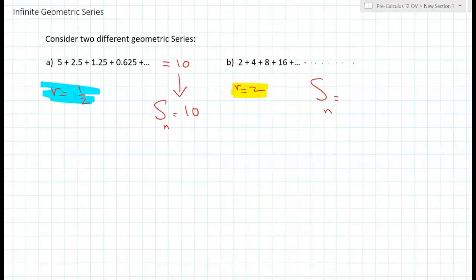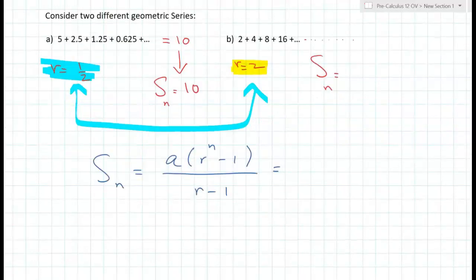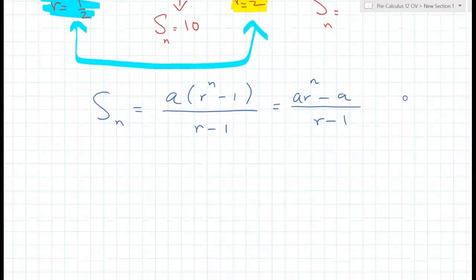So this is why we need to talk about the infinite geometric series and look at these two concepts and realize that one will have a sum, the other one will not have a sum, depending on the common ratio. So here is the guideline for it, and I would like to show it to you using the formula for the sum of the geometric series. Now we have this formula, we already know that. Let's expand that formula. So that would be AR to the n minus A divided by R minus 1, and then let's break it up.